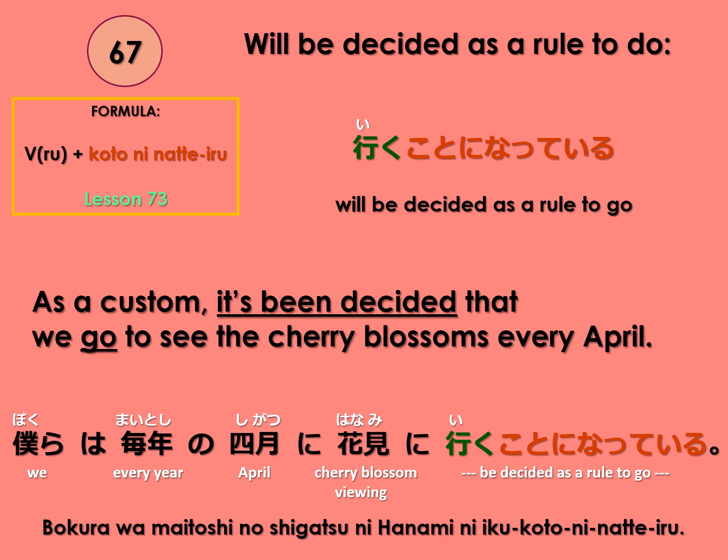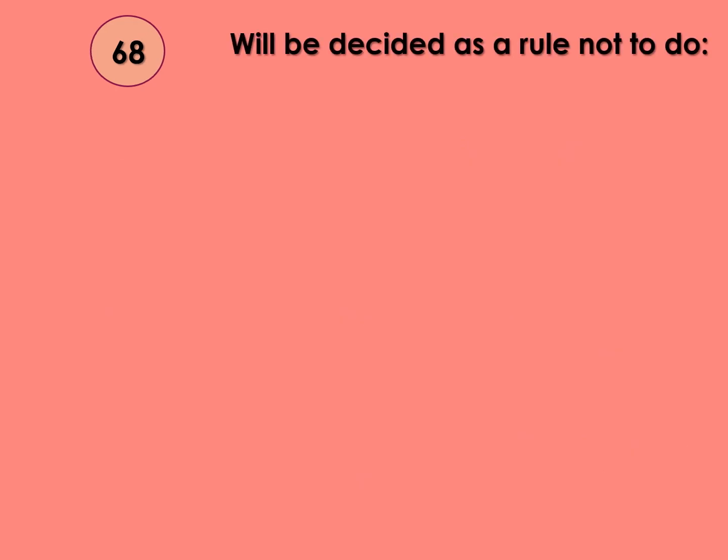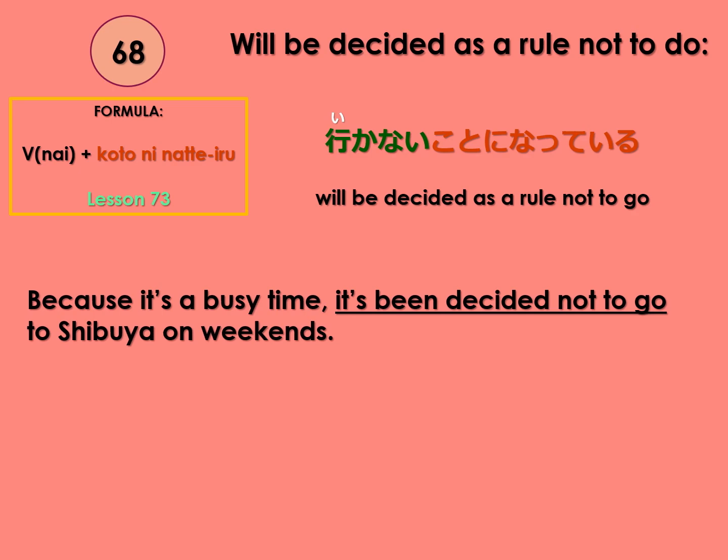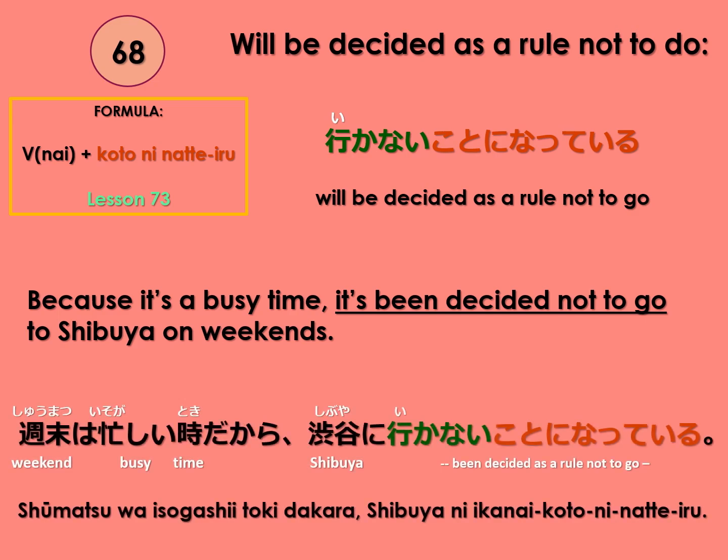僕らは毎年の4月に花見に行くことになっている。68番 Be decided as a rule not to do. ないことになっている。Still in lesson 73. Be decided as a rule to not go. 行かないことになっている。Because it's a busy time, it's been decided not to go to Shibuya on weekends.